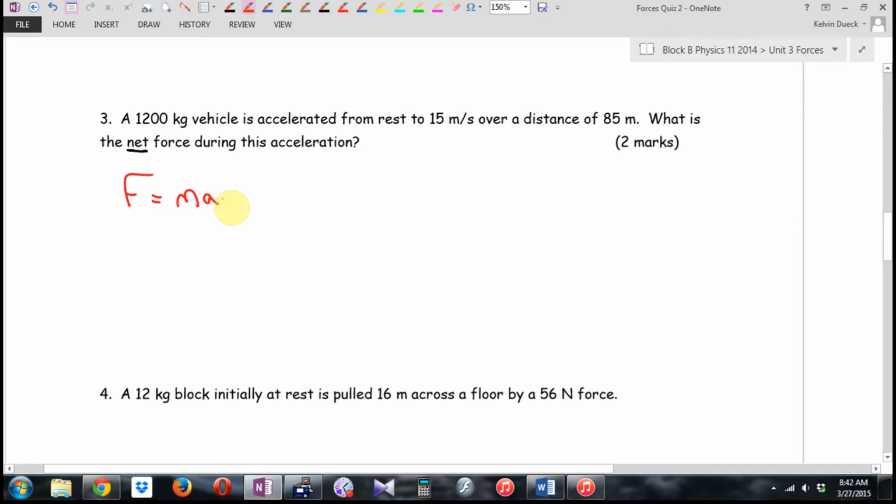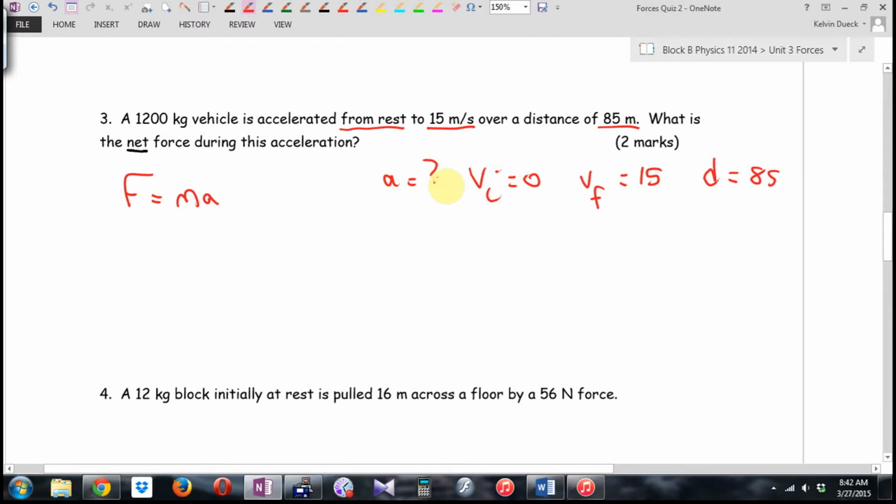Did they give me the mass? Yeah. Did they give me A? Sorta. I think I'm going to have to calculate A. By the way, also, this is 2 marks, probably going to be a multiple step question. So I said, okay, VI is 0. Oh, you know what? This is stuff from last unit. VF is 15. D is 85. And I'd like to find A.